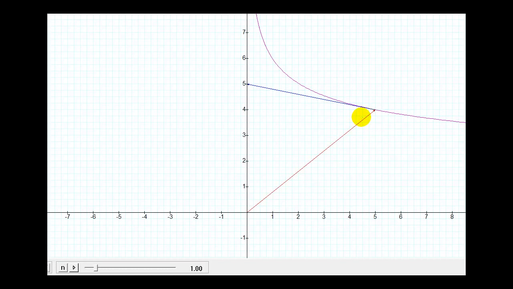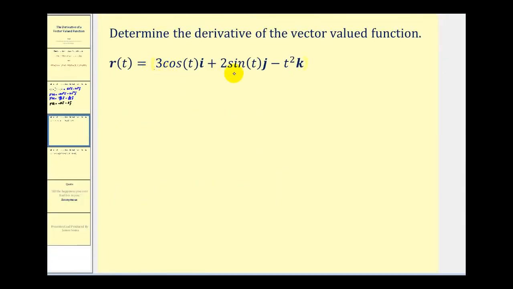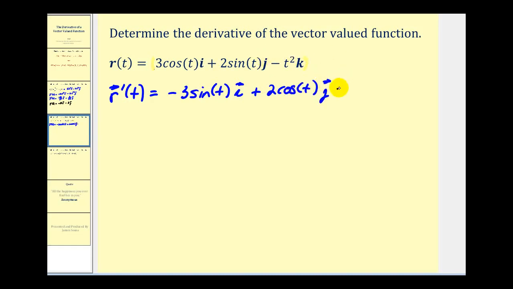Let's go and take a look at another example. Notice this vector has an x, y, and z component, so we'll have to find 3 derivatives. Let's go ahead and do that. The derivative of this vector-valued function will be the derivative of 3 cosine t times the unit vector i. Well, the derivative of cosine t would be negative sine t, so we'll have minus 3 sine t times the unit vector i plus the derivative of 2 sine t is going to be 2 cosine t times the unit vector j minus 2t times the unit vector k.